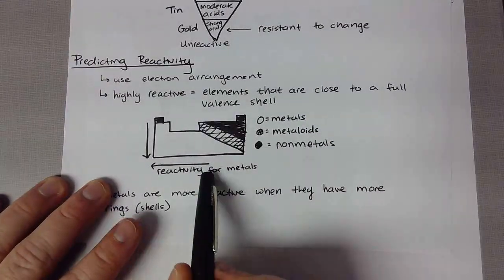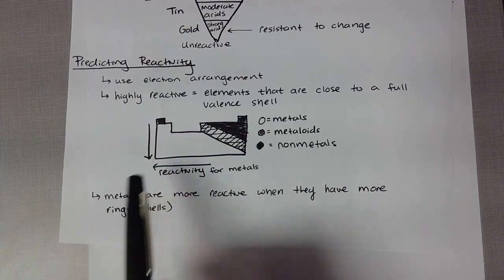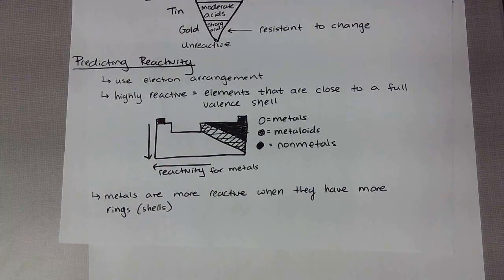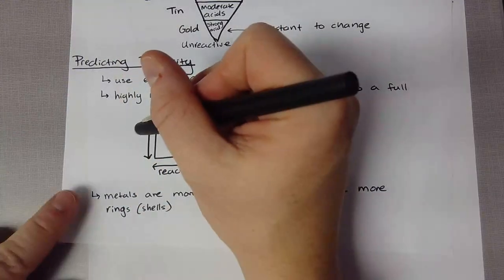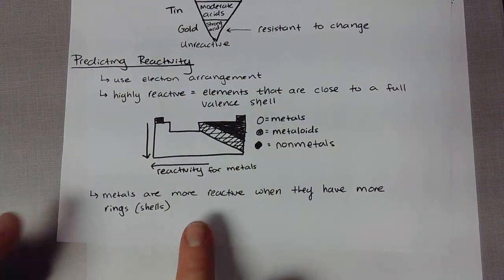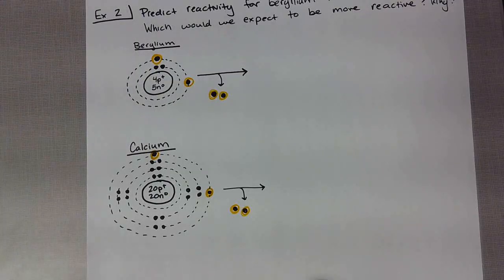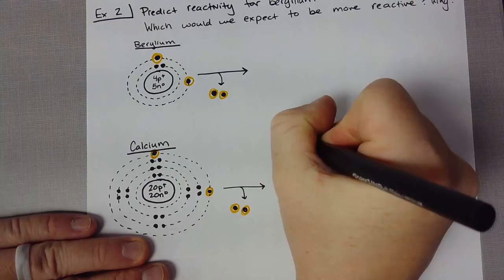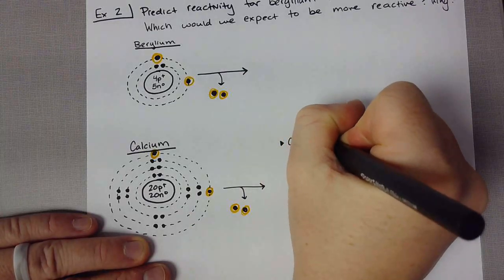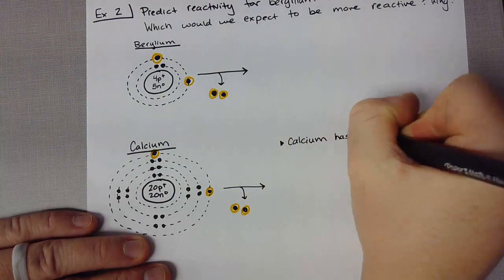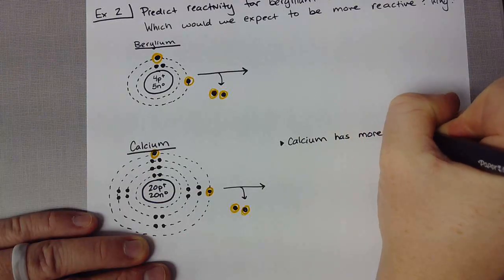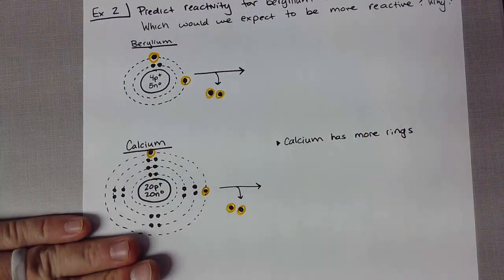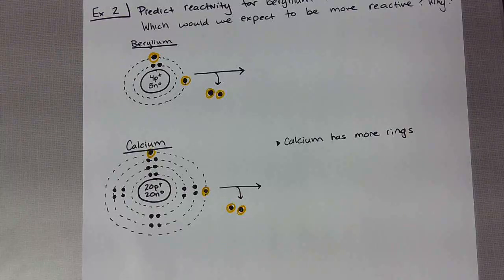So if we look at our extreme for reactivity, we said elements are more reactive towards the left. We also said elements, specifically metals, are more reactive towards the bottom as we get more rings. Well, who has more rings here? Calcium. So calcium here is going to be our more reactive element.